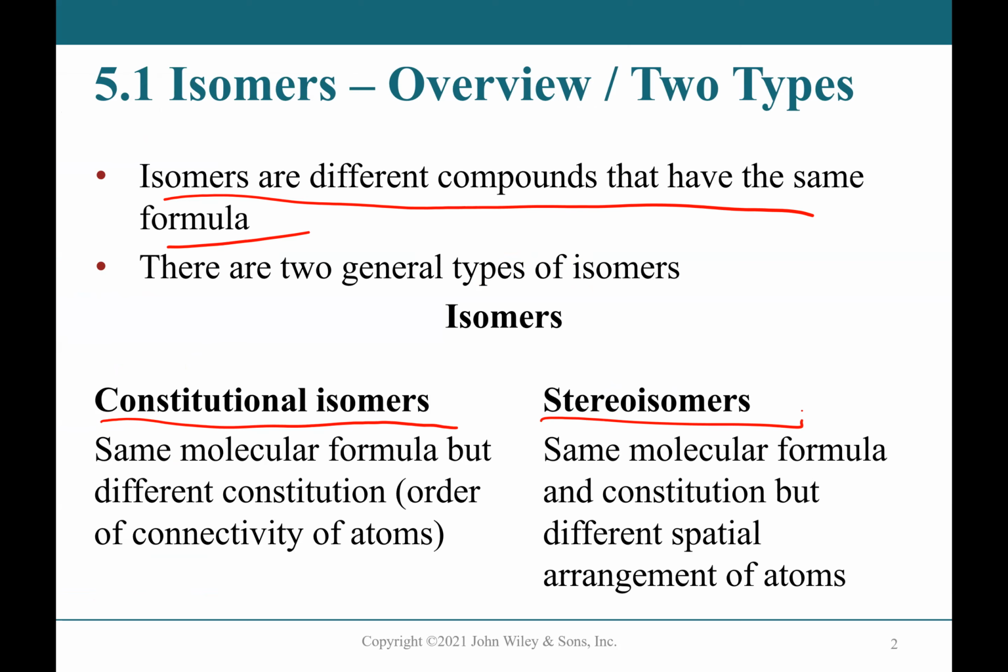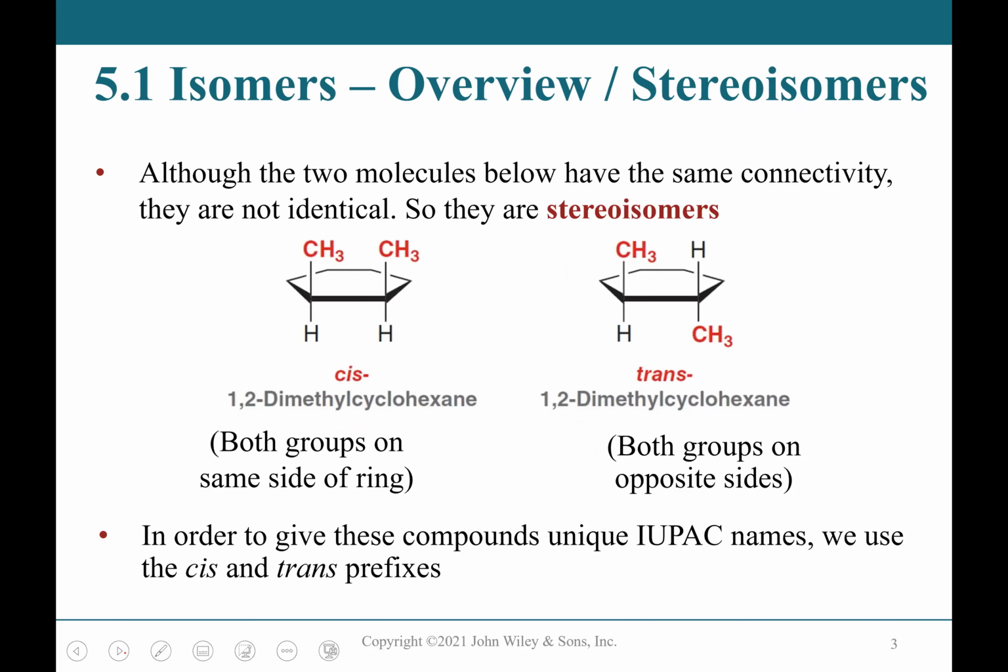Constitutional isomers have the same molecular formula, but different constitution, so order of connectivity. And stereoisomers have the same molecular formula and constitution, but different spatial arrangement. So how are they arranged spatially? Remember, these are spatial, and this is a really good example.